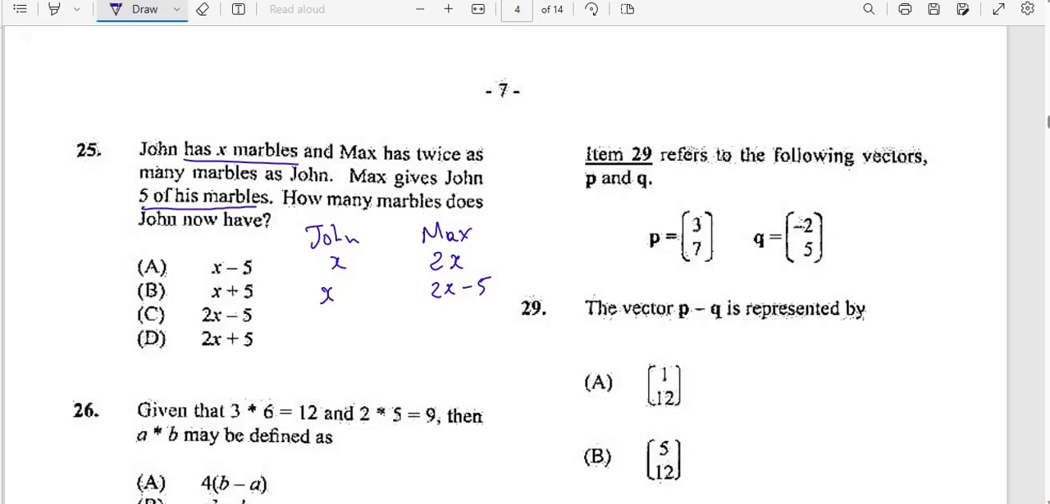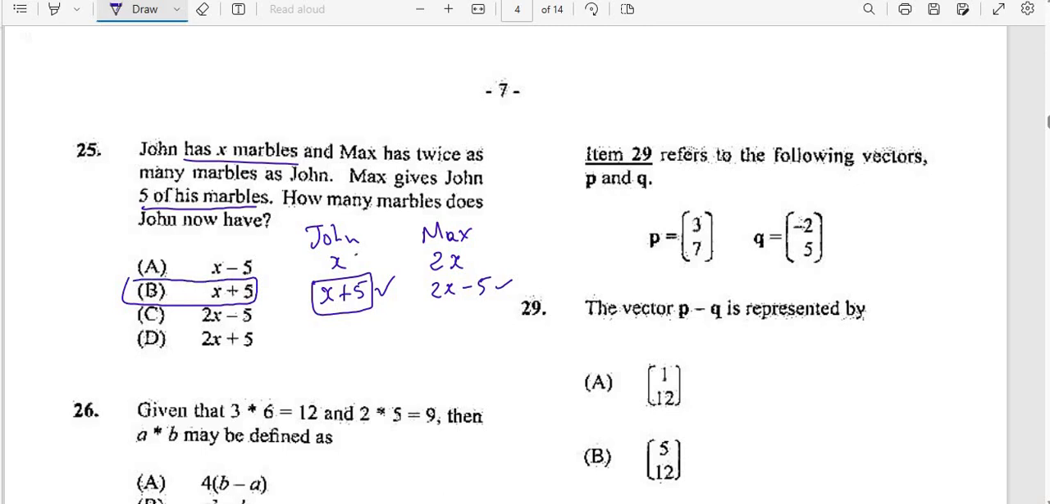And he gave it to John, so John has 5 more marbles. So John has x plus 5 marbles. Depending on what they're asking you here, they could have asked for the amount of marbles Max has now as a result of giving away 5. That would have been the answer. But the answer we're looking for is the amount of marbles that John has now. So that's x plus 5. So the answer is B.